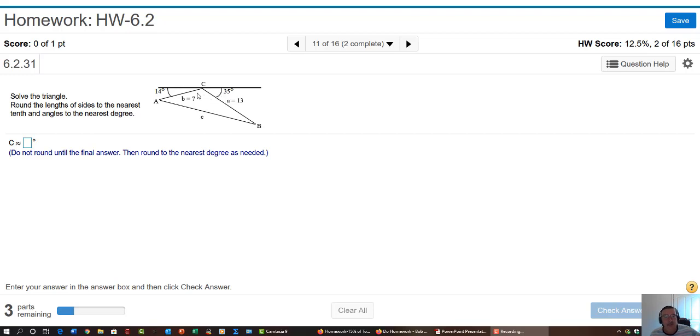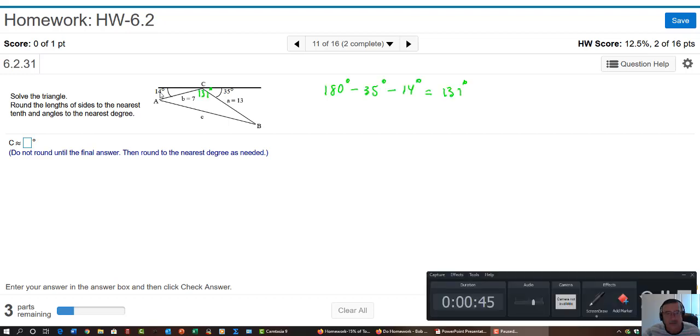So we should be able to look at this and say that C, since this is a straight line, adds up to 180 degrees. All right, so the first thing we're going to do to get angle C is subtract 35 and 14 from 180. All right, now I went ahead and found that angle C is 131 degrees here.